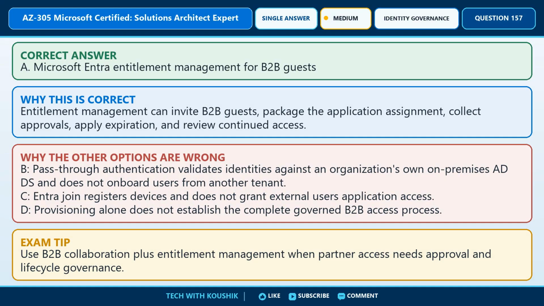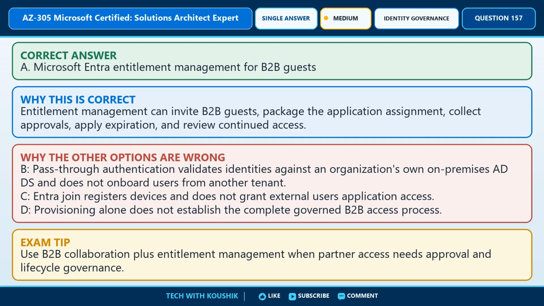In this case, select option A, Microsoft Entra Entitlement Management for B2B guests. This is correct because entitlement management can invite B2B guests, package the application assignment, collect approvals, apply expiration, and review continued access. Now consider why the remaining options are unsuitable.